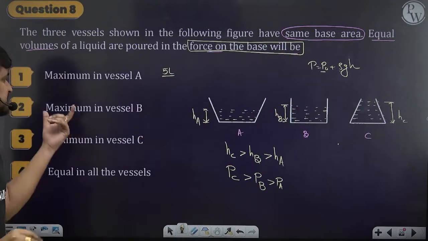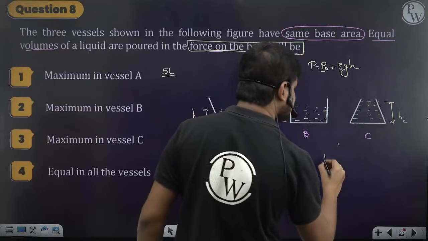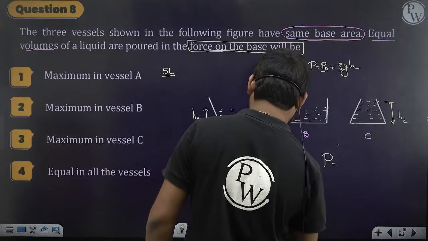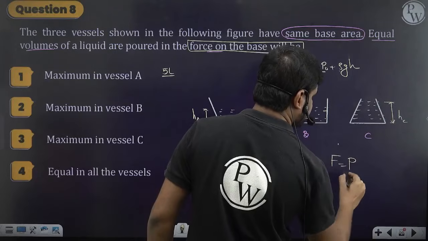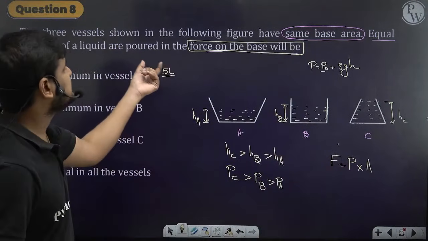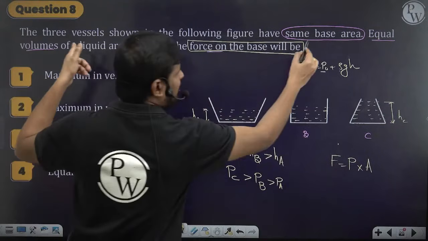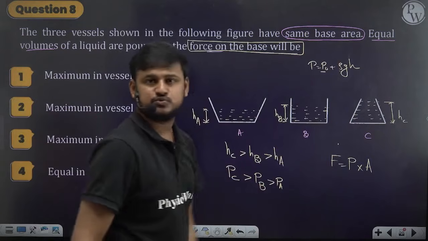Force on the base is maximum in which? What is the force? Force is equal to pressure into area. They all have the same base area. The area of this one, this one, and this one are all the same.